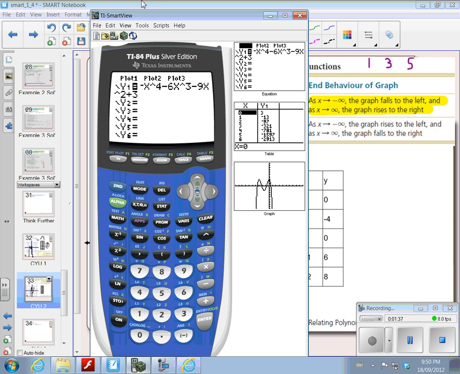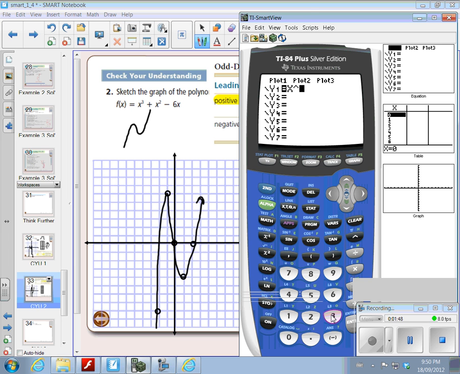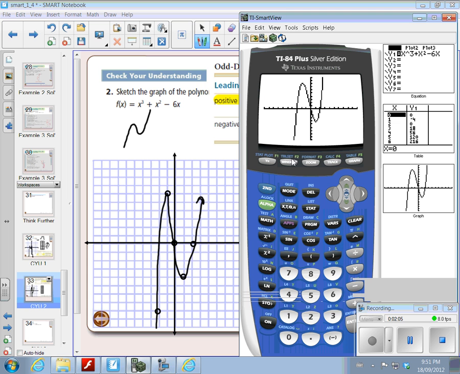Okay, and we can definitely check that out to see how close now. So I'm just going to have you type that in your graphing calculator to see if you're on the right track. x cubed plus x squared minus 6x. Here it goes. Up, down, and around. Looks pretty good.